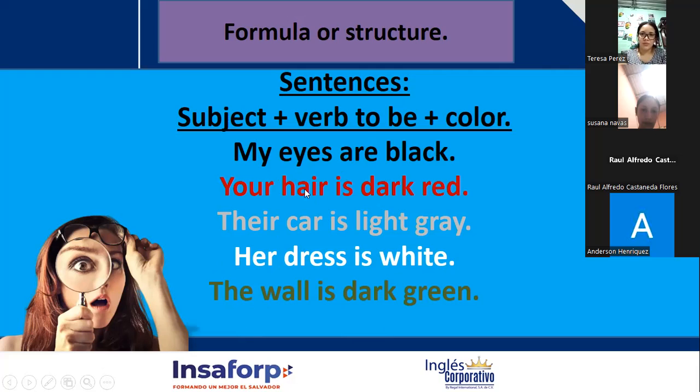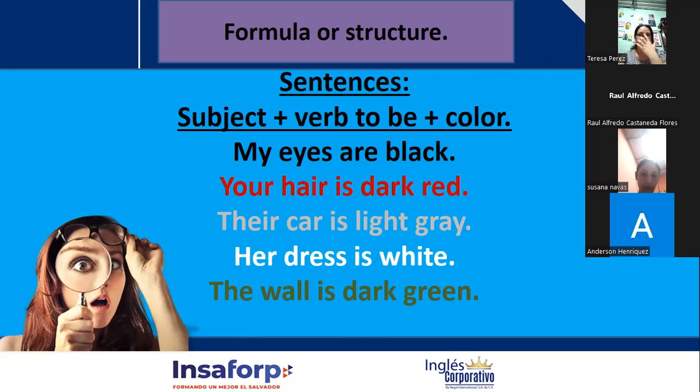A banana is yellow. Right? The coffee is brown. The door is black. The teacher's blouse is yellow. The teacher's eyes are blue. Nah, just kidding.